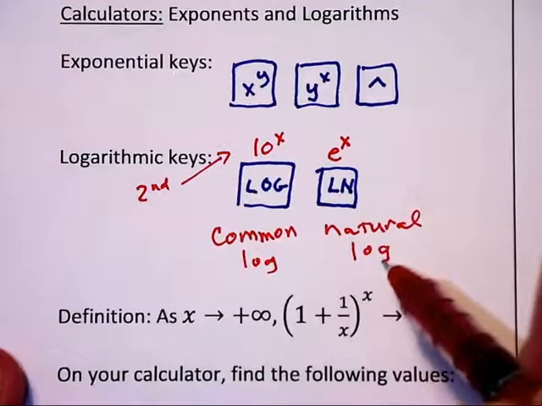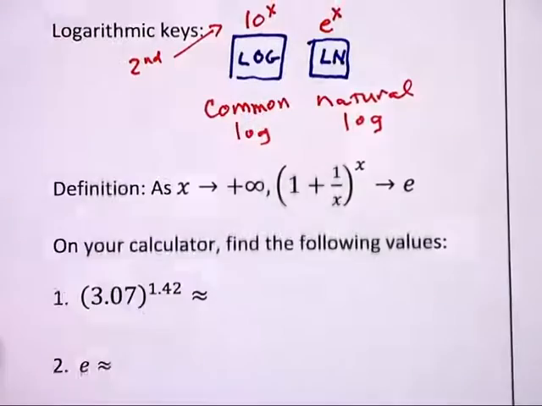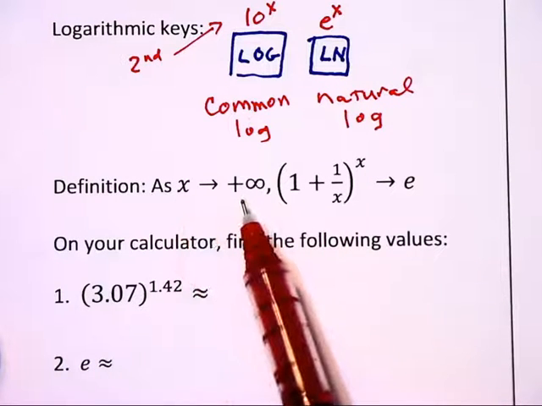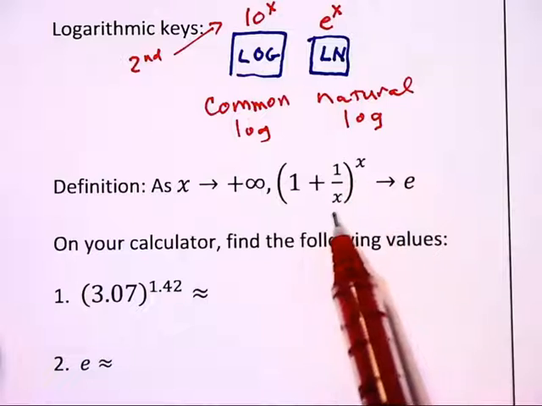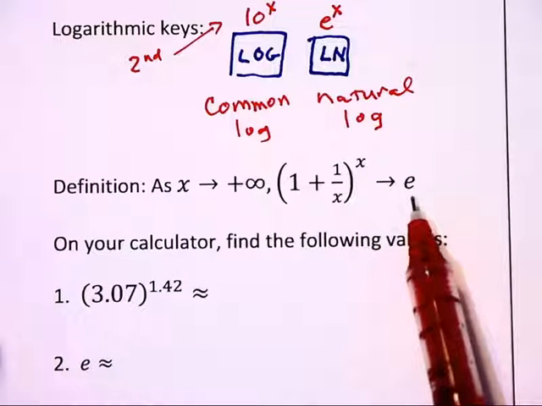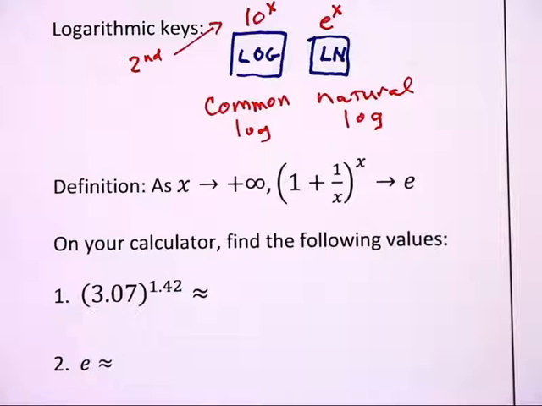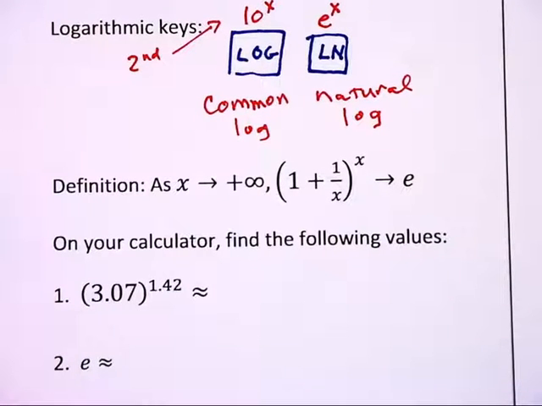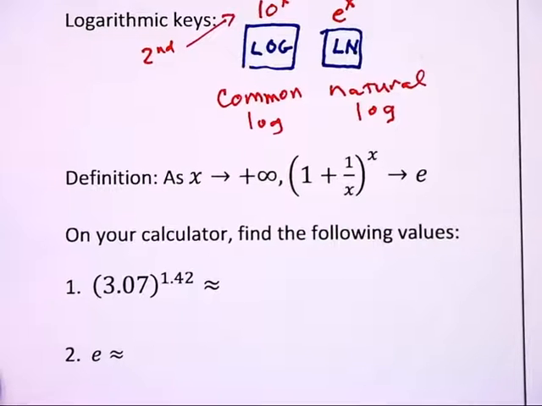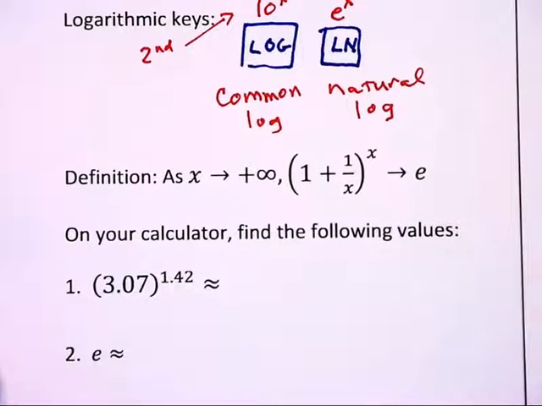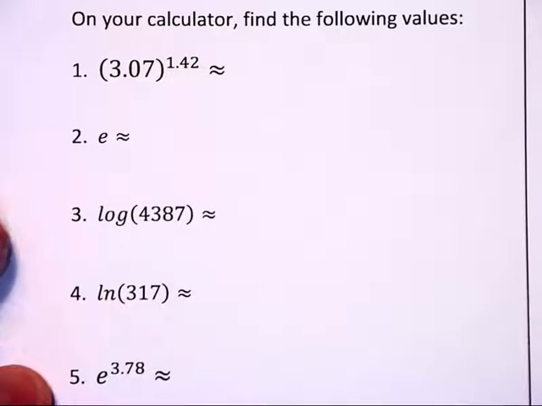Now what is this number e? Well, by definition we can say as x approaches infinity, the expression 1 plus 1 over x, all to the x power, approaches the number e. You'll just have to get used to that. Just right now, think of it as just another irrational number like pi. This is going to be approximately 2.71 that we're going to be dealing with. Let's do a few calculations on your calculator.